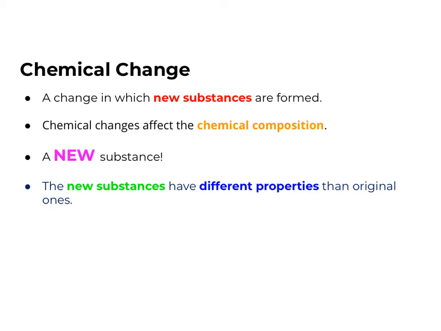What about a chemical change? A chemical change is a change in which new substances are formed. So, chemical changes affect the chemical composition. During a chemical change, a new substance will be formed. And the new substances that are formed have different properties than the original ones.